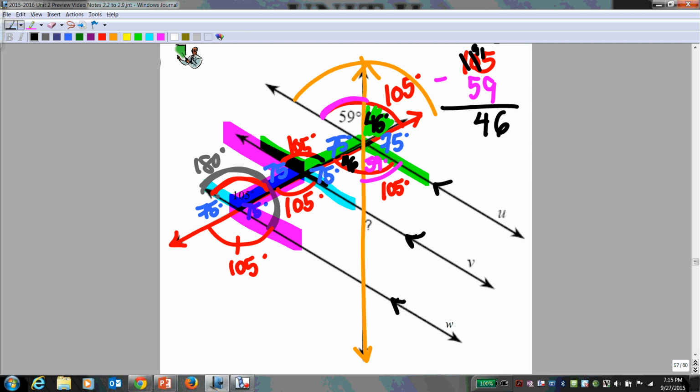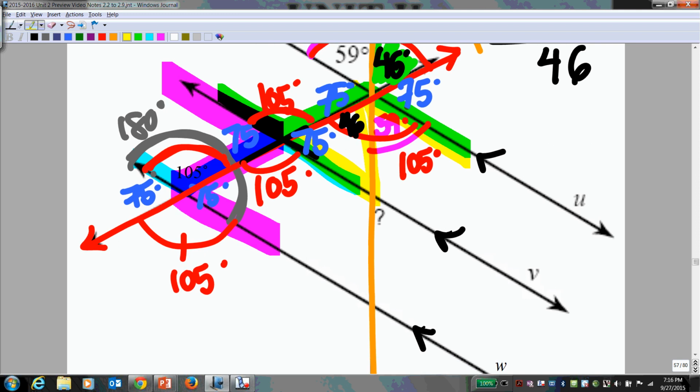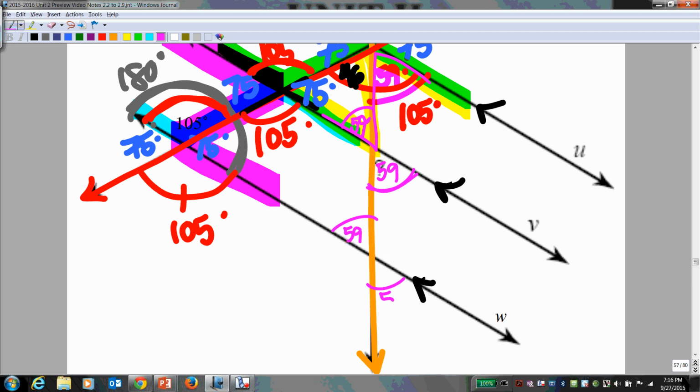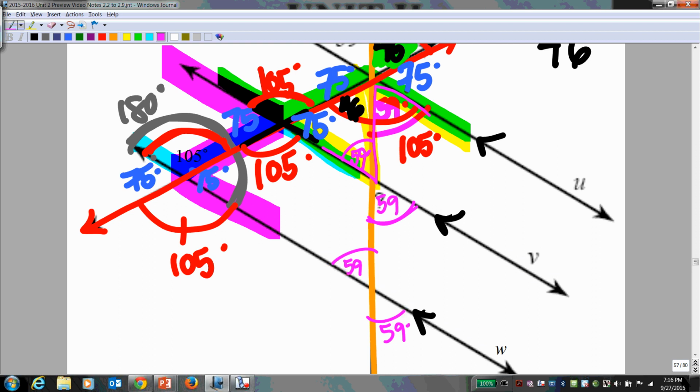Let's see what else we can do. Can you trace with me armpits of the Z? See that? Armpits of the Z. Let me get real close here. That means we can take that 59 and we can pull it into right here. Oh, looky there. That's alternate interior angles. These are corresponding. Vertical. Corresponding and vertical again. So looky, you can walk that 59 all the way down.